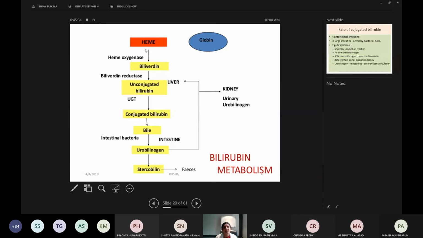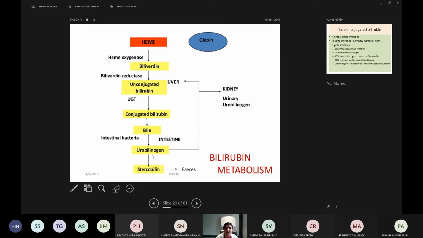So this is again in brief. Heme, in the presence of heme oxygenase, is converted into biliverdin, and globin is released and enters the pool. Then biliverdin reductase converts it into unconjugated bilirubin. This happens in the liver. In the liver, unconjugated bilirubin in the presence of UGT, uridyl glucuronyl transferase, gets converted into conjugated bilirubin. Then this is utilized in bile formation.